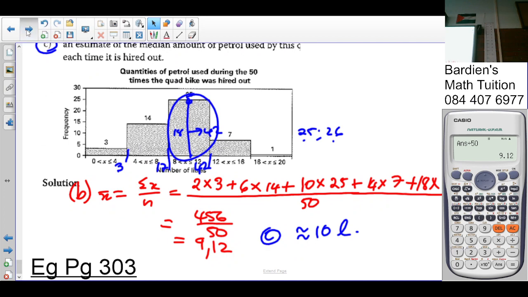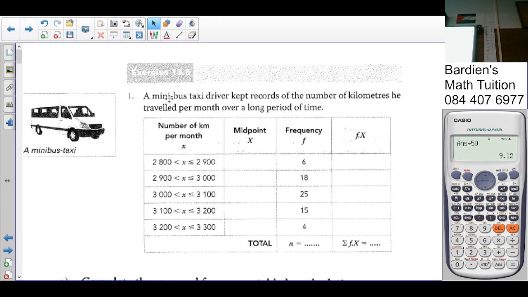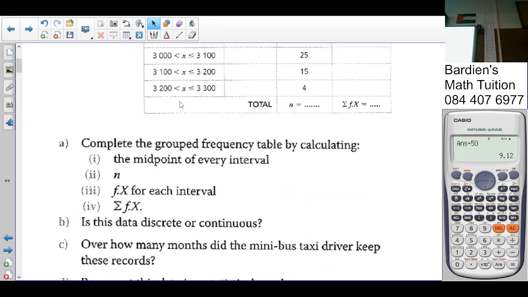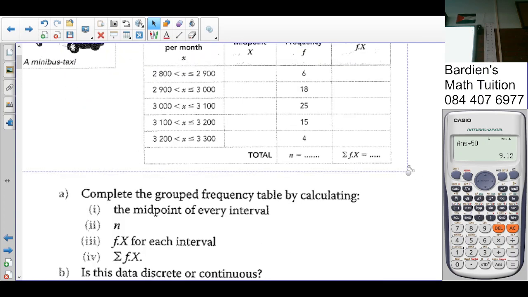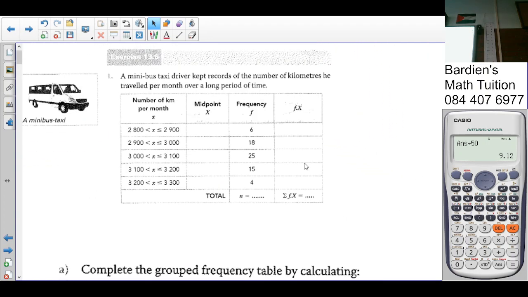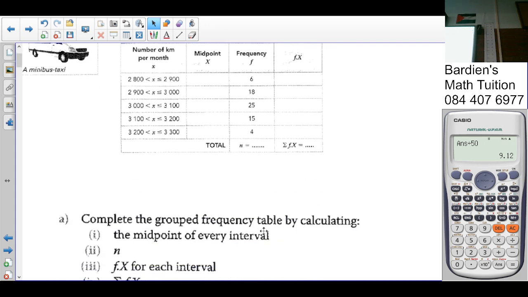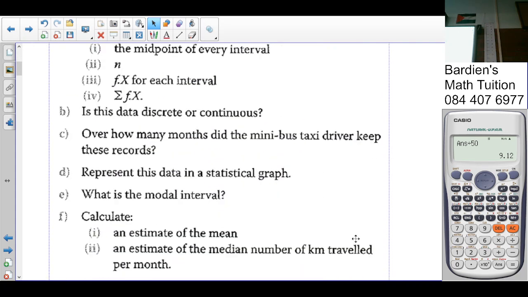So now we're looking at exercise 13.6. We're going to do the first one, and then we're going to hand out the test. Hopefully the memo is sent to the group. We will hand out the files and all of those things, okay?